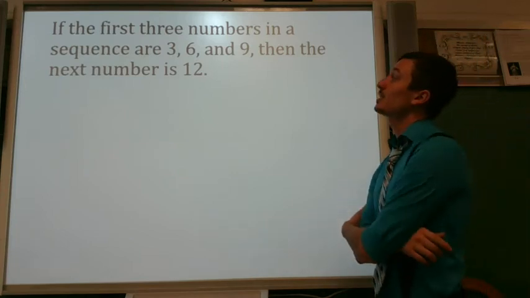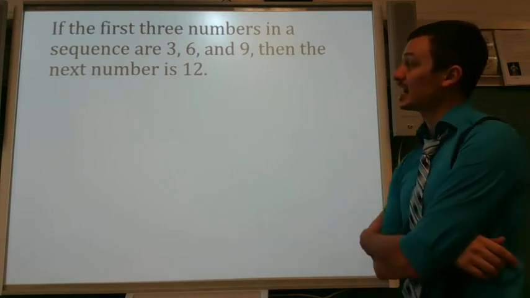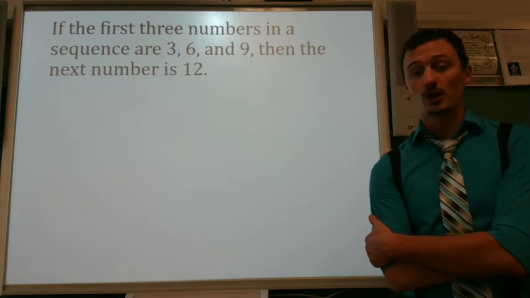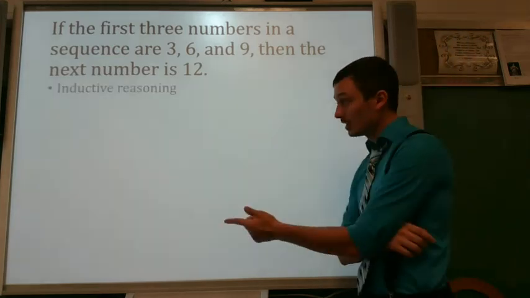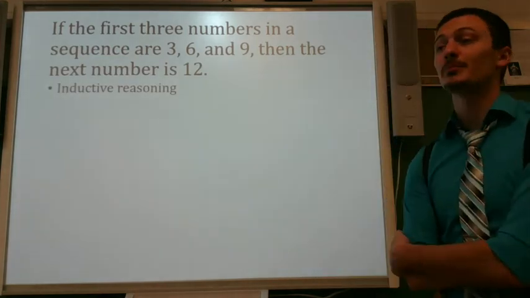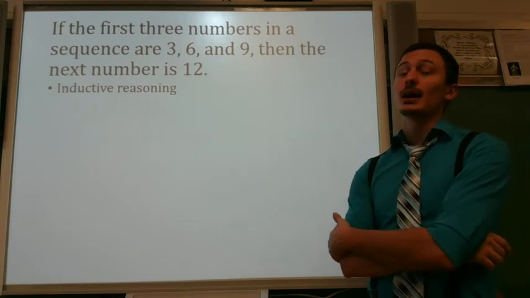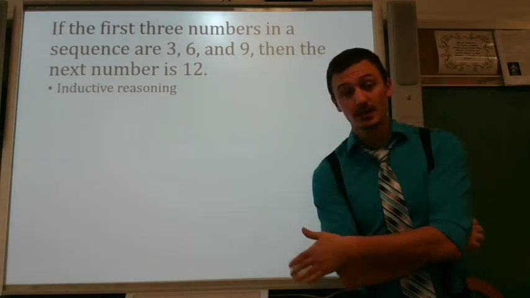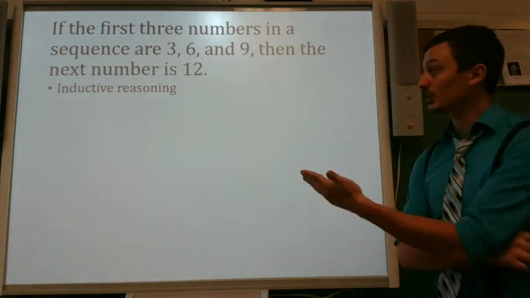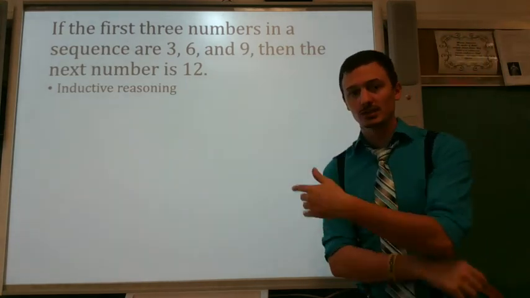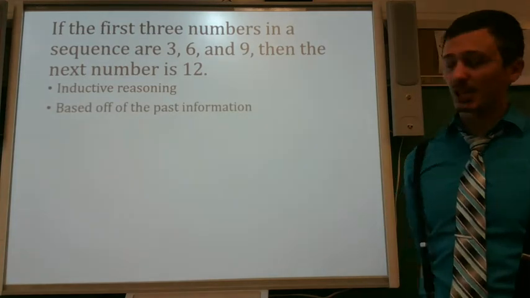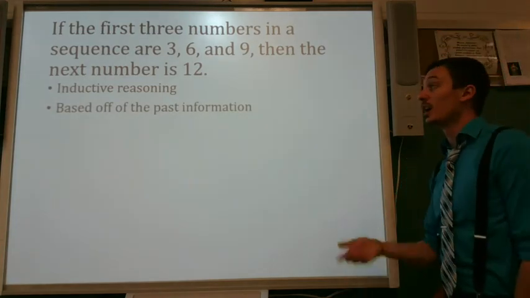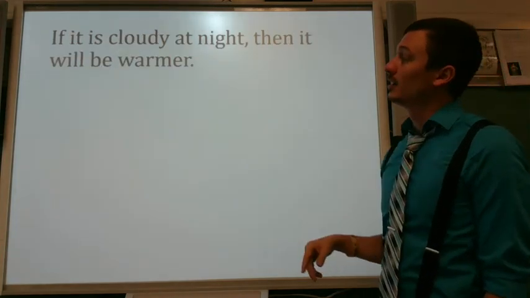If the first three numbers in a sequence are 3, 6, and 9, then the next number is 12. This one is going to be inductive reasoning because we're basing our logic off of the fact that the first three numbers are 3, 6, and 9. Based off of that information, they're increasing by 3 each time, so the next number should be 12. It's based off of the past information of 3, 6, and 9.